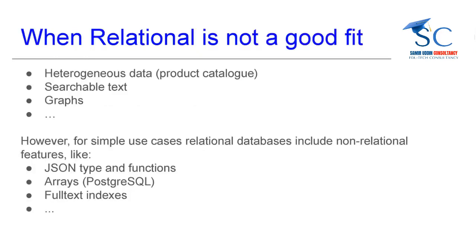But there are also cases when the relational model is not a good fit. Some obvious examples are heterogeneous data. So for example, when you have to store a catalog of different products with different characteristics, it doesn't mean you can't.